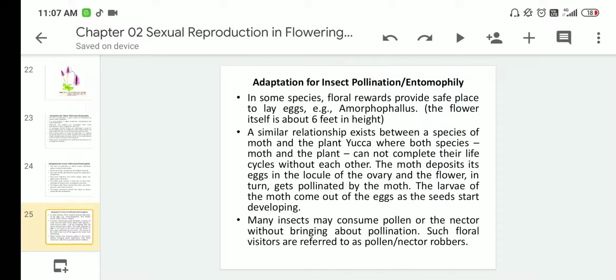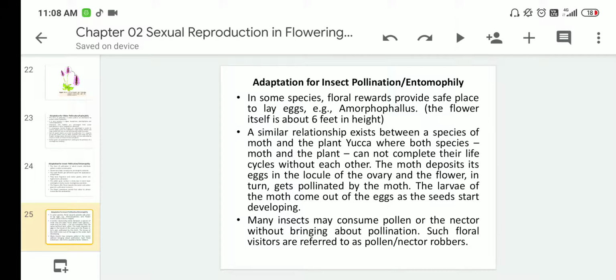In some species, floral rewards provide a safe place to lay eggs. For example, Amorphophallus. Are you surprised? Its flower size is almost 6 feet height. This is the high degree of relationship between plant species and the animal species, insect species.